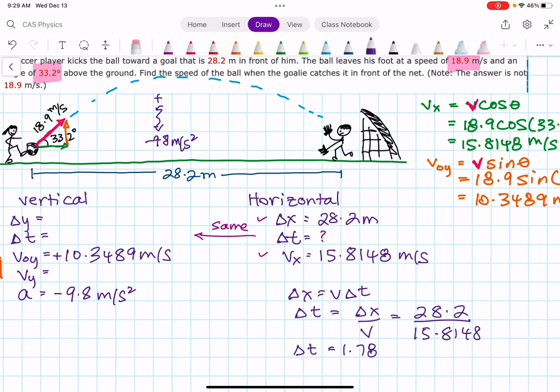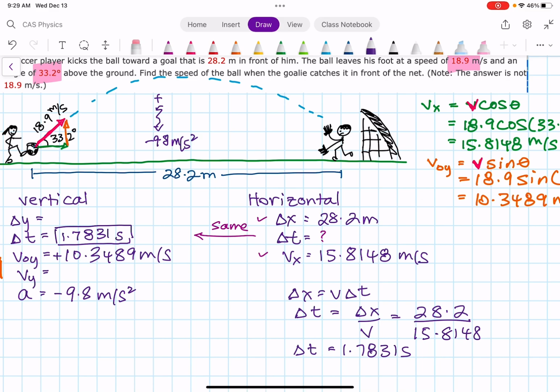1.78, I'll just write a few digits, 31 seconds. All right, so then I'm going to plug that into here. So now I know, I'll put a box around this so you know that I got it from the horizontal. It's 1.7831 seconds. Okay, so now I know three things.